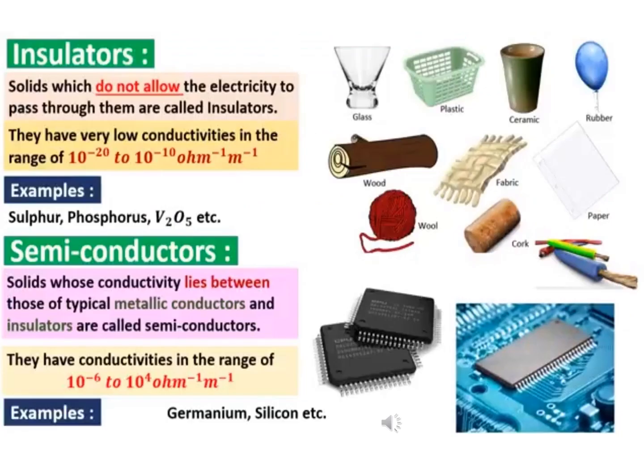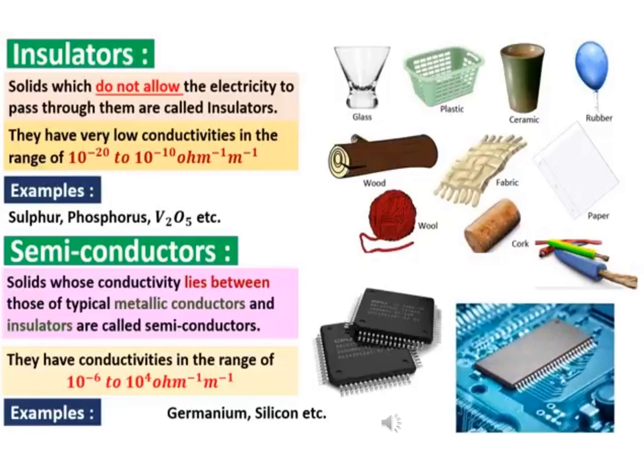So the next type, on the basis of conductivity that we explained previously, is insulators. Materials that do not allow electricity to pass through them are called insulators. Insulators have very low conductivities, in the range of 10 raised to the power minus 20 to 10 raised to the power minus 10 per ohm per meter.